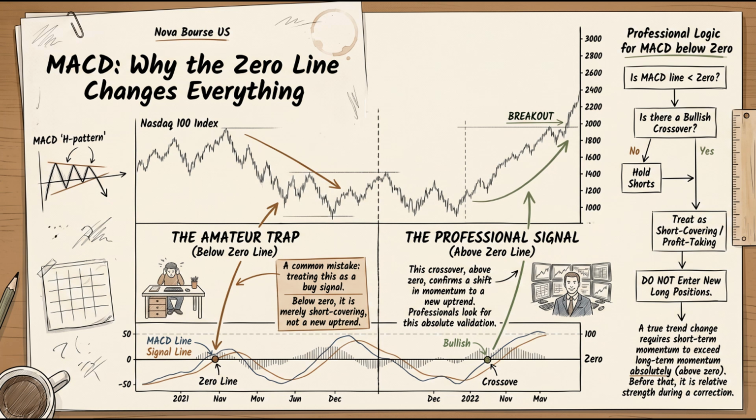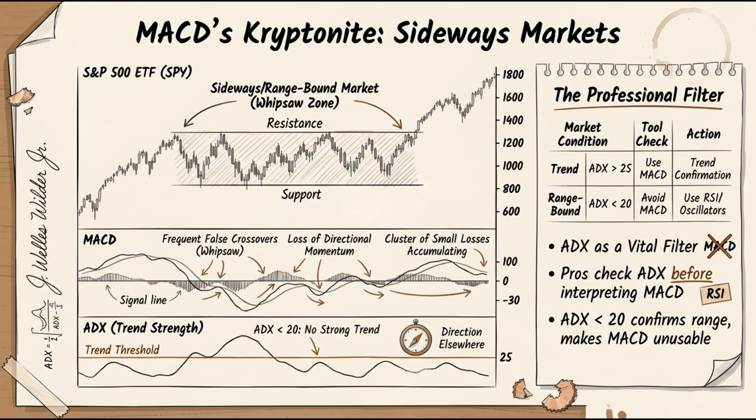A true bullish signal requires the crossover to happen above the zero line, confirming that short-term momentum is stronger than long-term momentum. The MACD's biggest weakness is a sideways market. When the market is range-bound, the MACD generates constant false crossovers, a process called whipsawing, where the lines cross back and forth without any real direction, leading to a cluster of small losses.